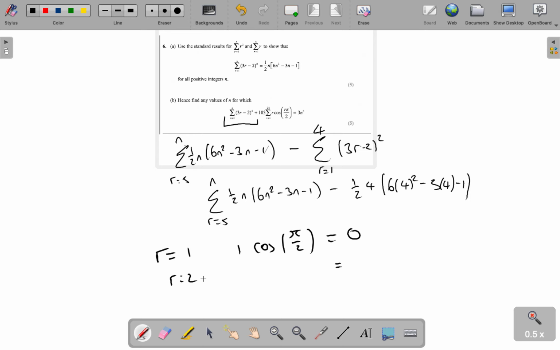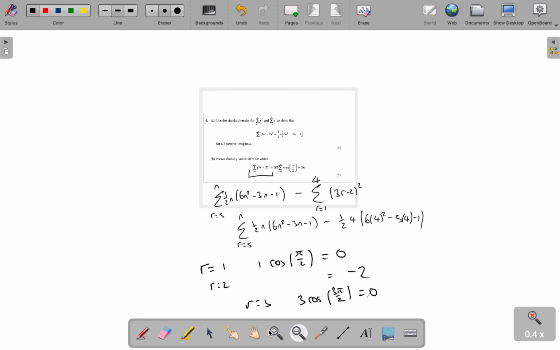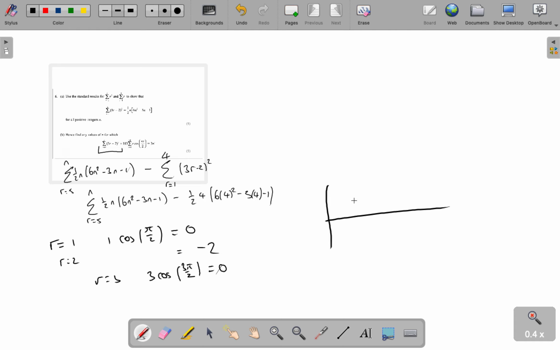Then r equals 2: we've got 2 cos(2 pi over 2), so that's going to be minus 2. And then r equals 3 is going to be 3 cos(3 pi over 2), and in this case you're going to get 0. This is 0 because if you look at a cos graph, it starts from here, goes down, goes up. So at pi over 2 and 3 pi over 2, we are at y equals 0. Every term with an odd r will essentially go to 0.